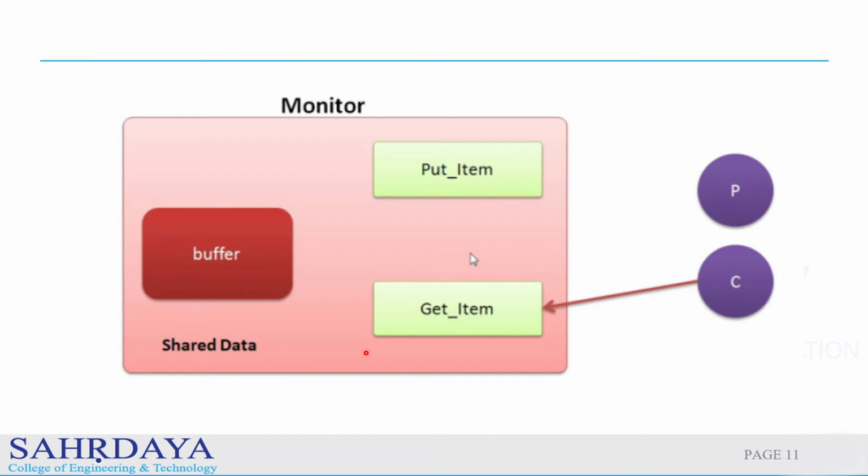In this we can see a basic diagram that is used to explain monitors. This buffer is shared data, and put item and get item are the procedures, and P and C are the processes. Monitors have these procedures, put item and get item, which are the functions, and these two processes, P and C, in which C is trying to access the procedure get item, and through get item we can access the buffer. So C cannot directly access the shared data, it can only access it through put item, get item, etc. Okay, fine.